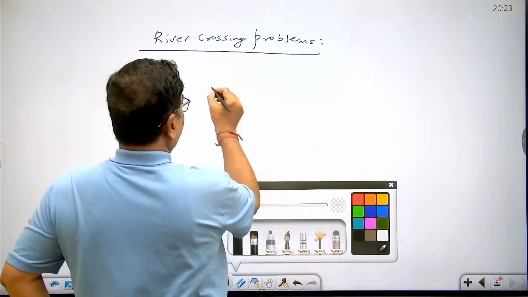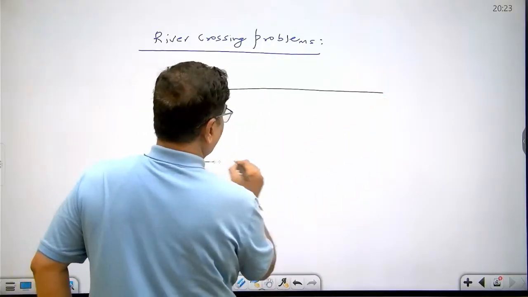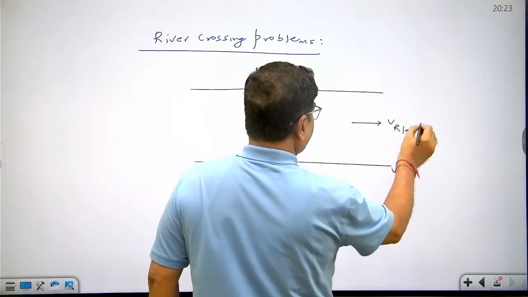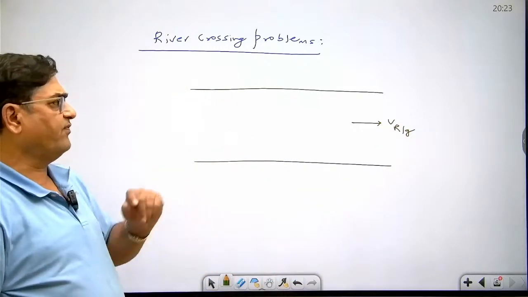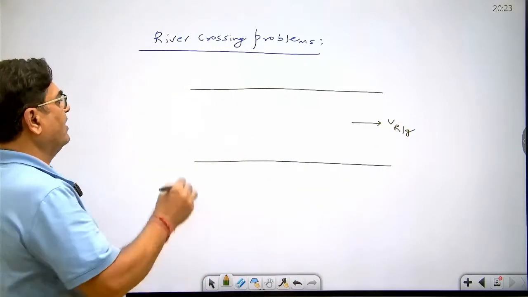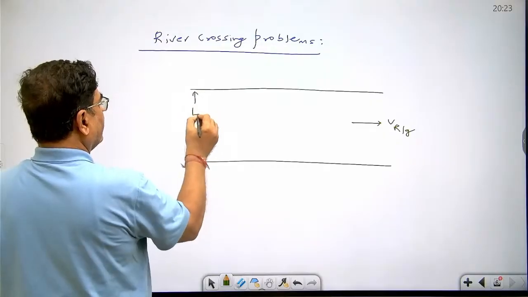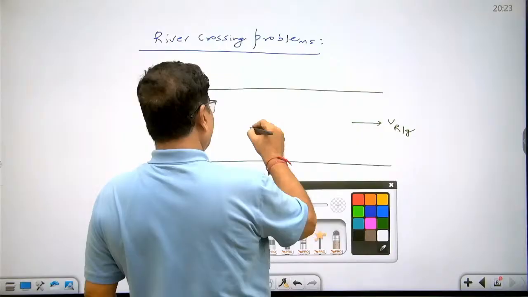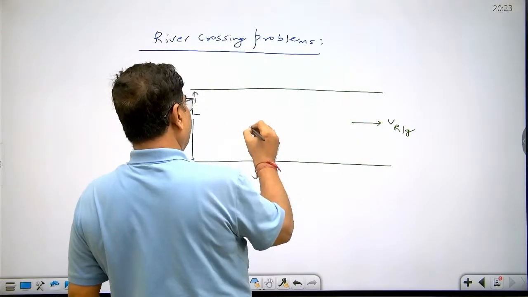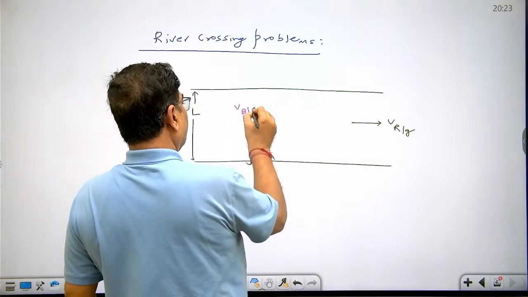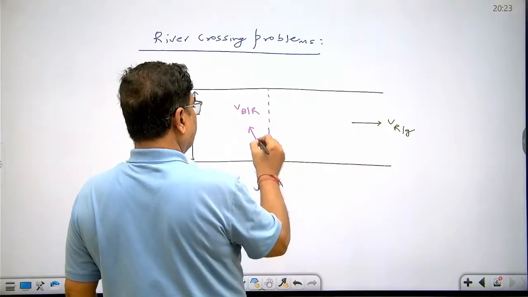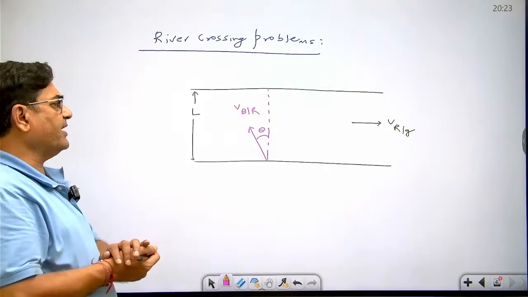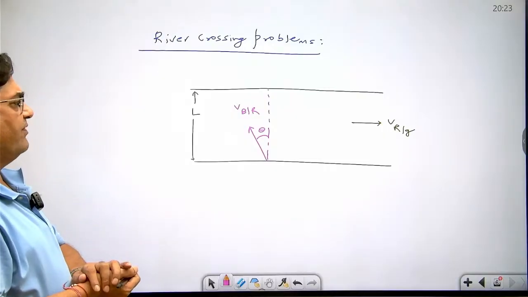Dear student, let us see, the river water or water velocity is VRG. This is the velocity of river with respect to ground, or this is called flow velocity, or stream velocity. Let us assume the width of the river is L. Let us assume that the swimmer or the boat is moving with velocity VBR by making angle theta with the river width direction. Now, dear student, we will be calculating the time to cross the river and also we will calculate the drift.